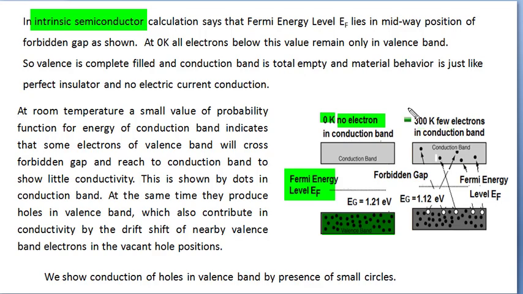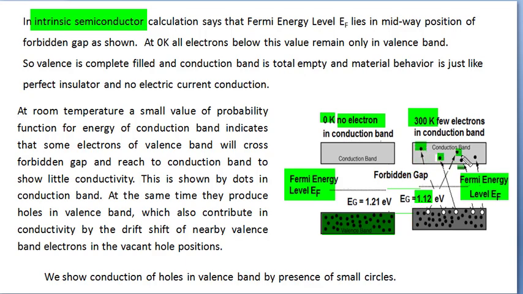Now at room temperature condition of 300 Kelvin, this highest energy of the valence band increases a little bit. So this 50-50 level or Fermi energy level also increases a little bit. So this forbidden energy gap has reduced a bit.